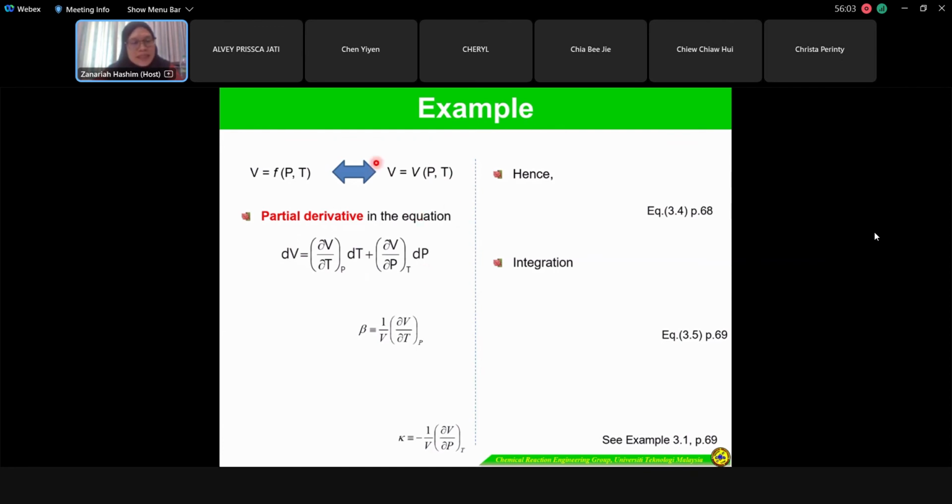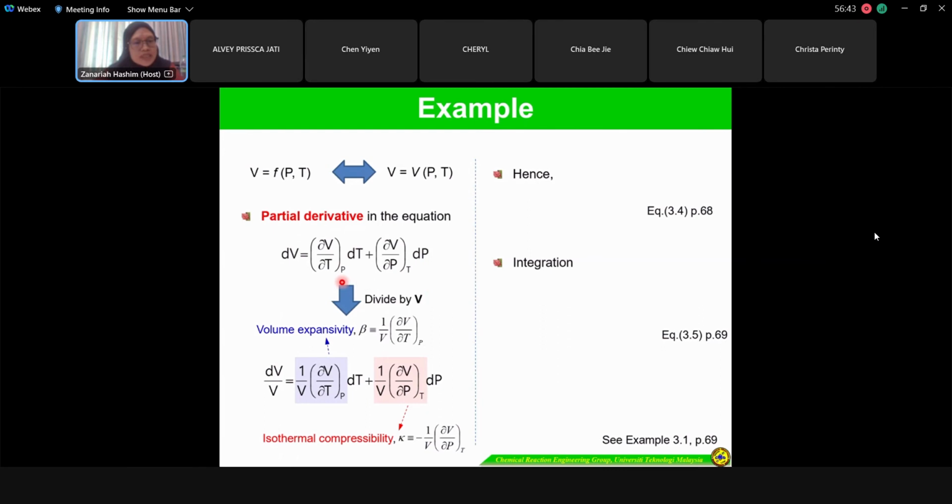This is purely mathematics. I think you have learned this in your first year differential equation class. When you have this equation, you can write it in terms of the partial derivatives. So you have dV equals (dV/dT) at constant P times dT plus (dV/dP) at constant T times dP.